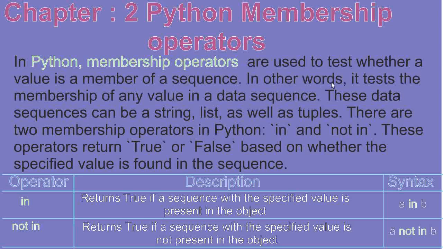In other words, it tests the membership of any value in a data sequence. These data sequences can be a string, list, as well as tuples. There are two membership operators in Python, in and not in. These operators return true or false, based on whether the specified value is found in the sequence.